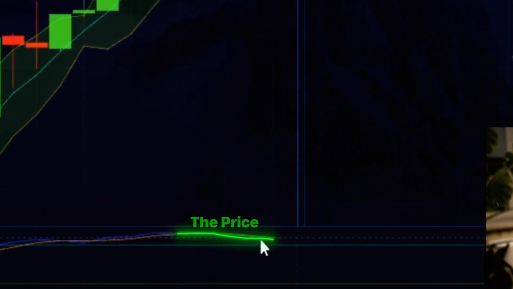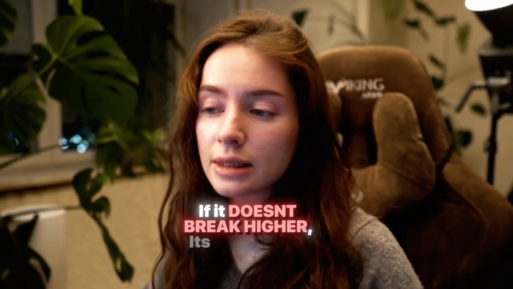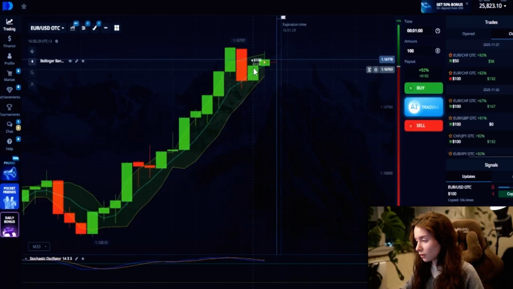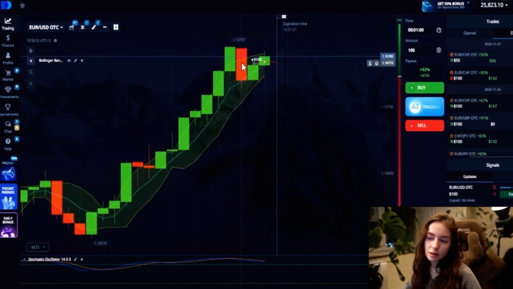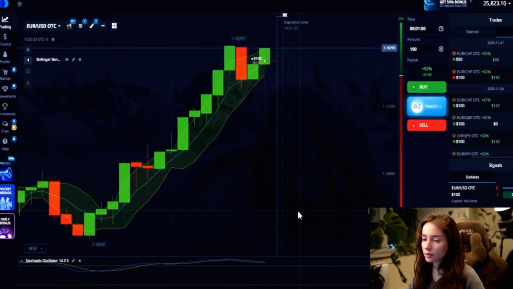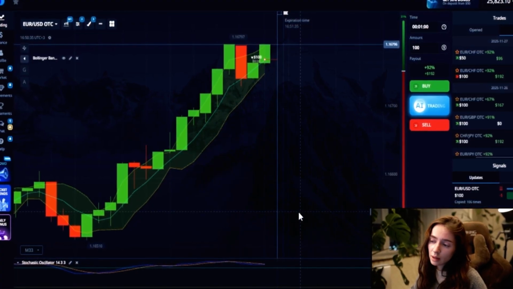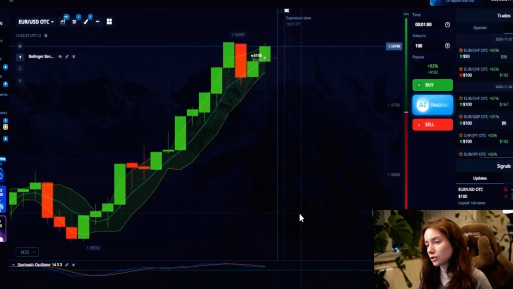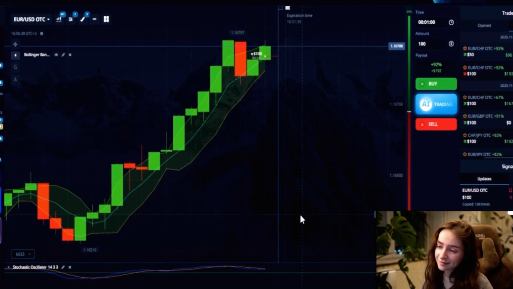Here you can see the price touching the upper band. Again, if it doesn't break higher, that's a good sign. For now, we are waiting. There's still plenty of time. I think the price won't go above this level and will start to fall, judging by the indicators.